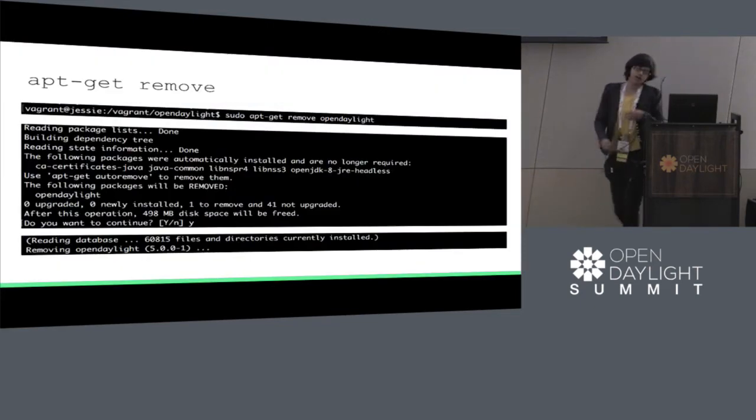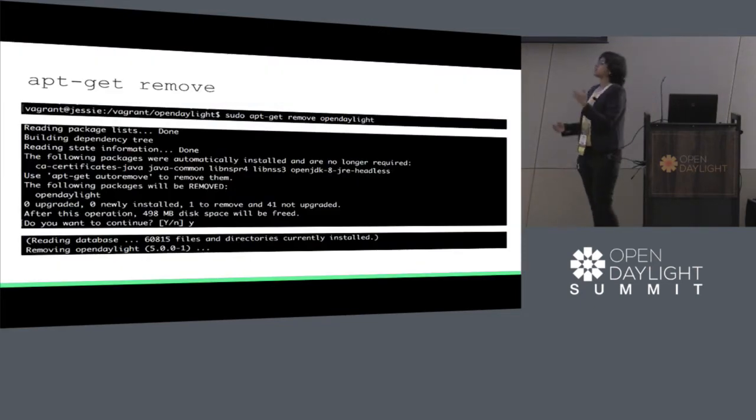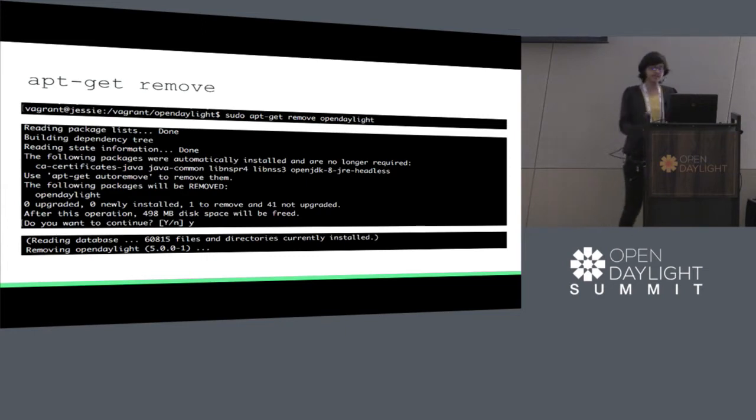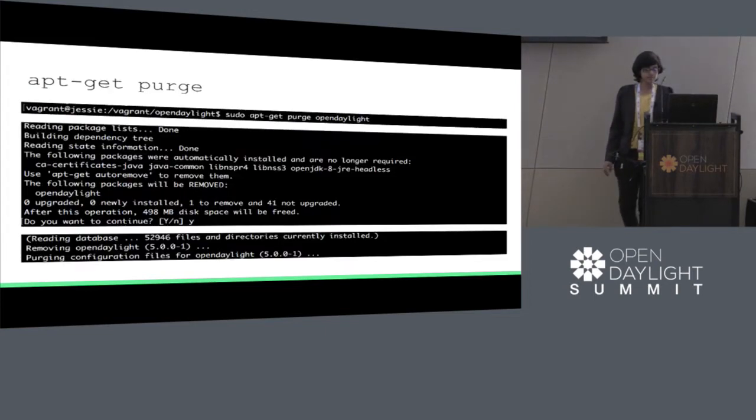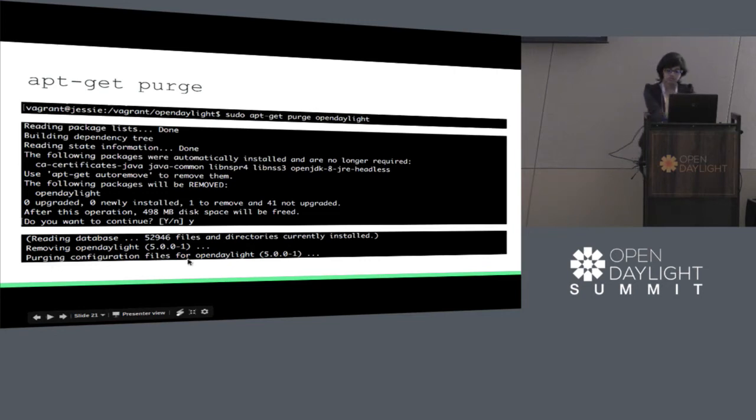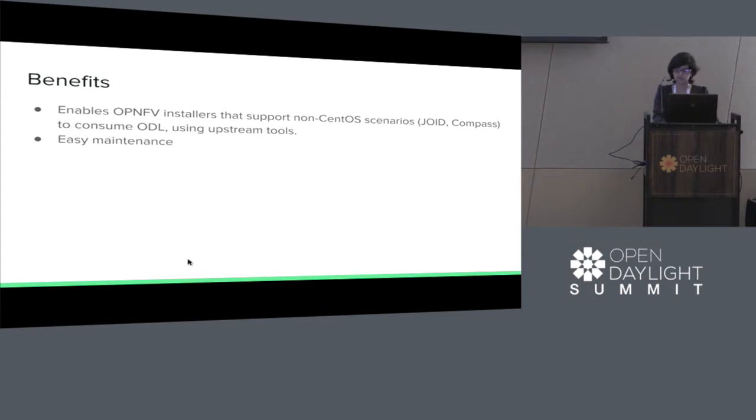So again, a Debian package we build, we install. Now how do we remove? So sudo apt-get remove will remove all the folders, all the files, OpenDaylight files. And sudo apt-get purge will remove all the configuration files as well. So yeah, I think all of us do this very often.